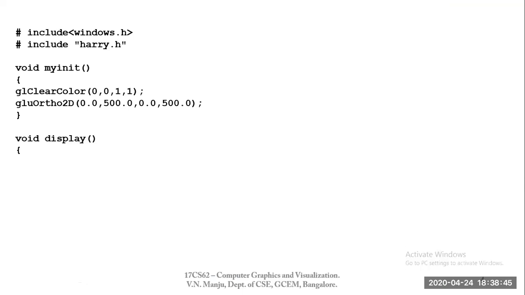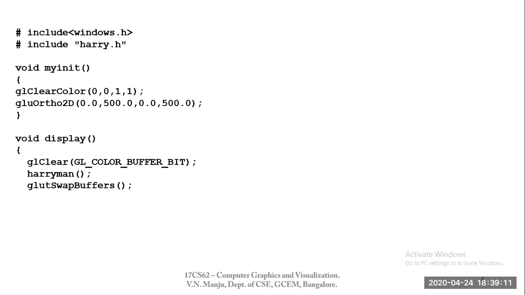Now the display function. In the display function, I have glClear with GL_COLOR_BUFFER_BIT. If you don't put that, the previous screen will not be removed. Now we have Harry man. This is the function to draw that man. You can draw a square, you can have any objects. Simply for you to know that any object can be used to translate, I have put Harry man.